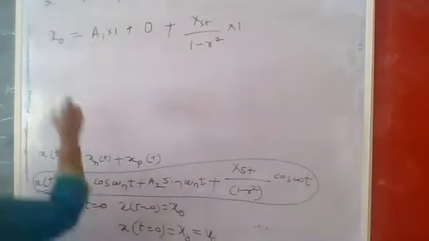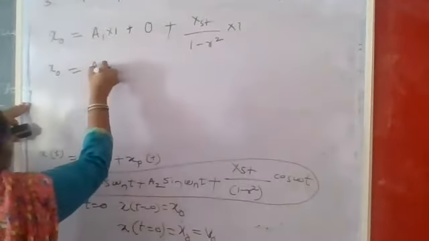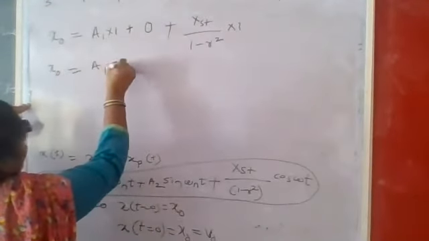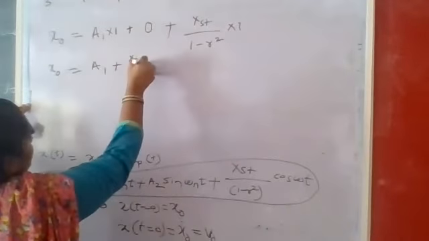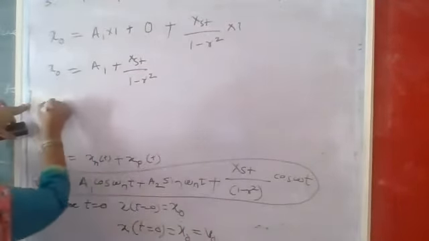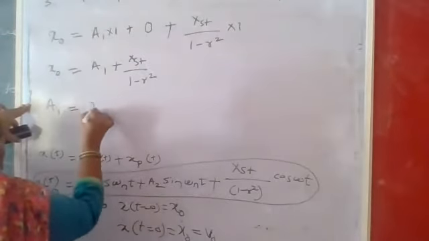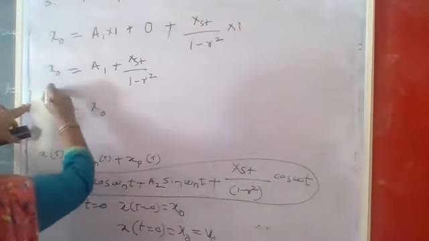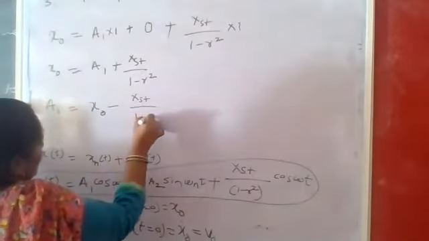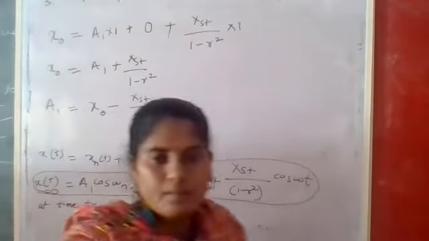Okay, see again, x naught is equal to, what is this? x naught is equal to a1 into 1, that is a1, plus 0, plus the remaining term x st divided by 1 minus r square. Now I want to calculate a1. a1 is equal to, what will come? a1 is equal to x naught, which I have taken here, minus x st divided by 1 minus r square. All of you understand?